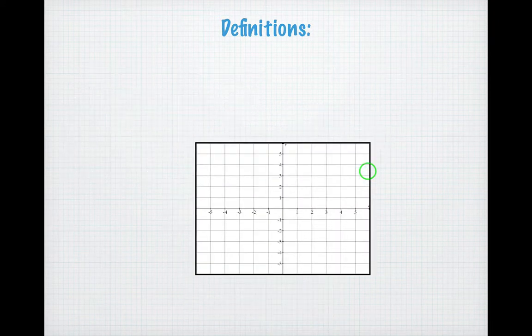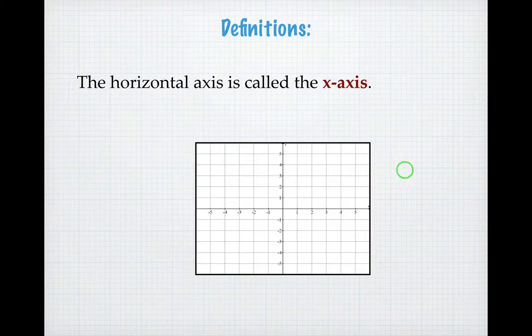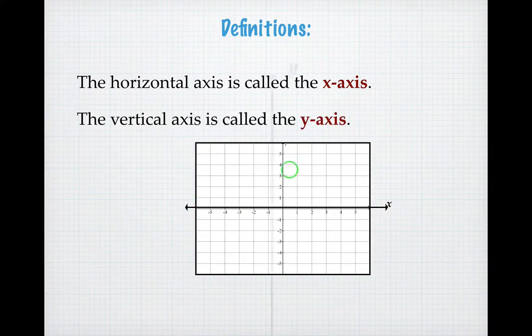Okay, moving on. Some definitions that you do need to write. The horizontal axis, this one right here, is called the x-axis. And the vertical axis, that's this one here, is called the y-axis. Again, you guys have probably seen this many times starting in elementary school.